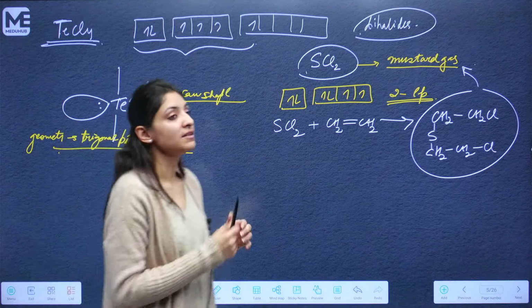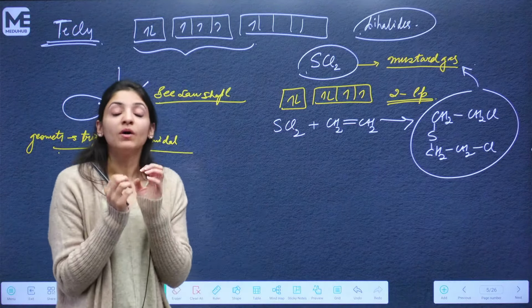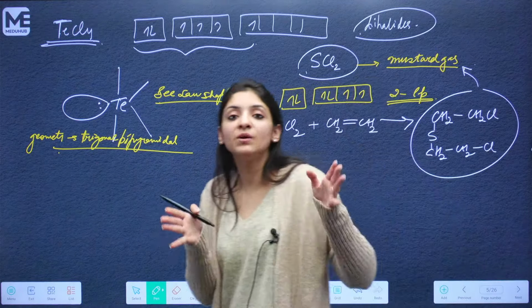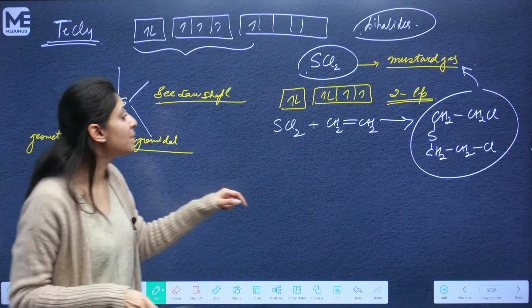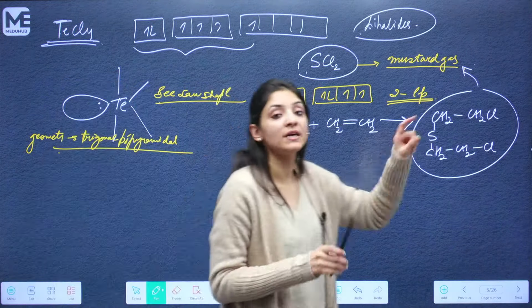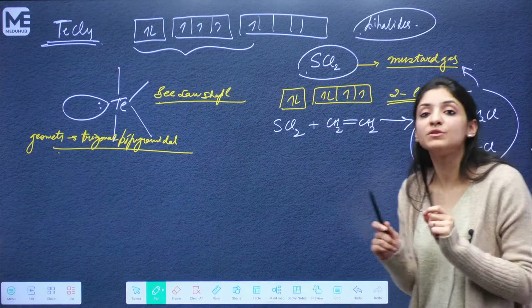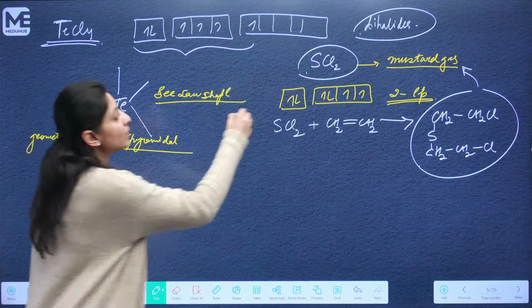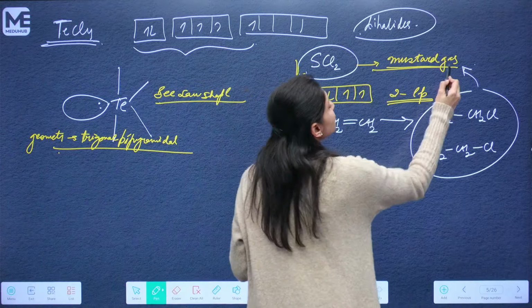So this gas is a volatile liquid, which is sprayed on the ground and it is blown away by the winds towards the enemy. So what happens? In living cells, this is converted to a divinyl compound which disrupts the structure of the protein. So it causes severe blistering and death. So SCl2 is used for the preparation of mustard gas.